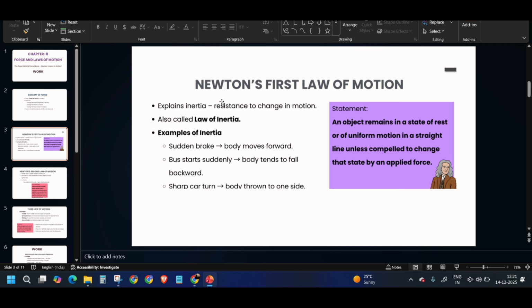Coming to the next topic, Newton's laws of motion. We have three laws of motion: Newton's first law, second law, and third law. The first law is also known as the law of inertia. This states that an object at rest will stay at rest, and an object in motion stays in motion with the same speed and the same direction until and unless a force is applied on it. Examples of the law of inertia are a sudden brake, a bus starting suddenly, and a sharp turn.